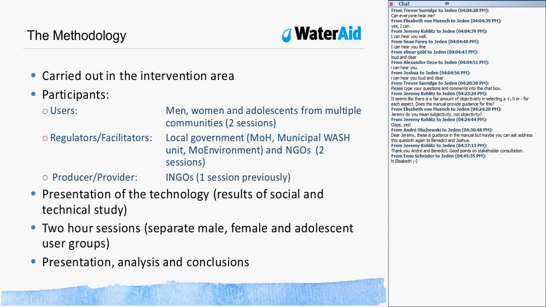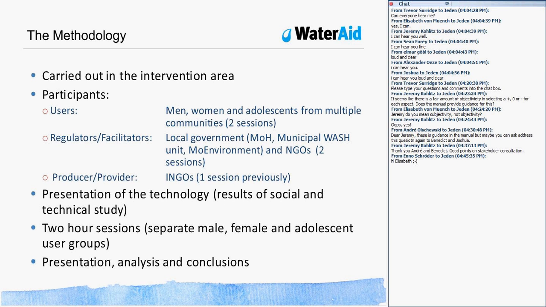As I said, it was conducted in the intervention area. The users were broken into groups to get the input and assessment from groups of men, groups of women, and groups of adolescents from multiple communities. The regulators and the producers and providers, as I explained previously, that role was substituted at this stage by INGOs with a previous session, so we already had the results of that. We presented the technologies, and then we had a 2-hour session separated into groups to go through the guiding questions and reach a consensus on how to respond to the key question.